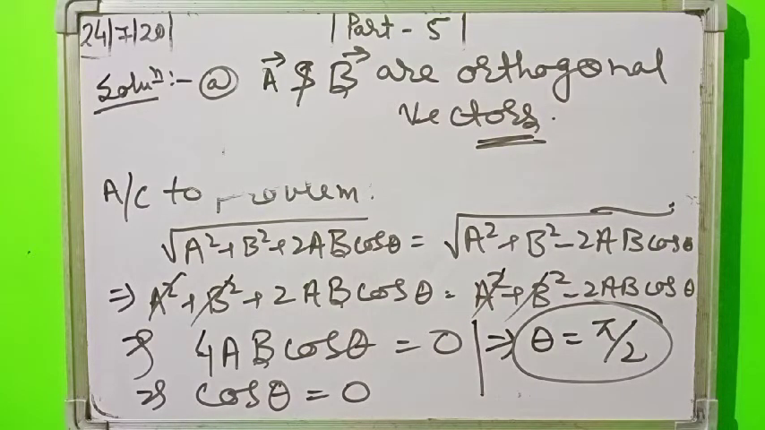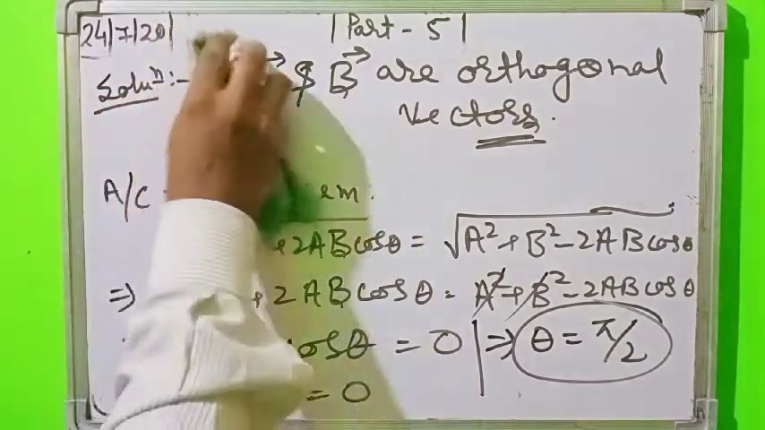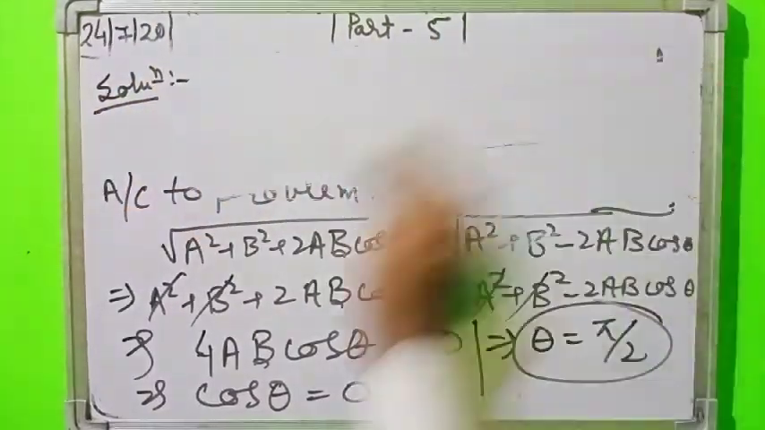Now for the second case, when vector A plus B is equal to vector A minus vector B.